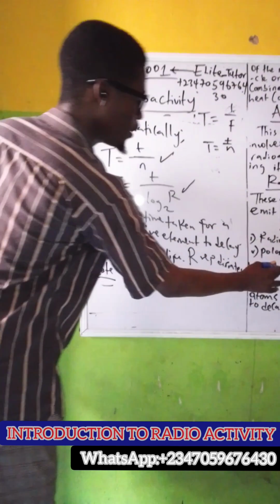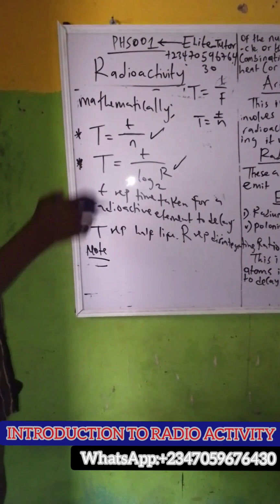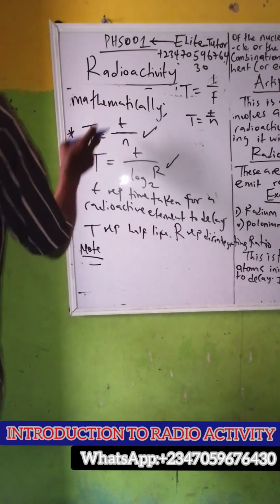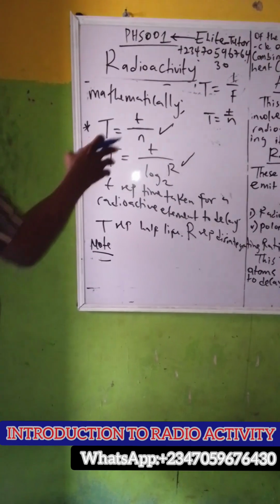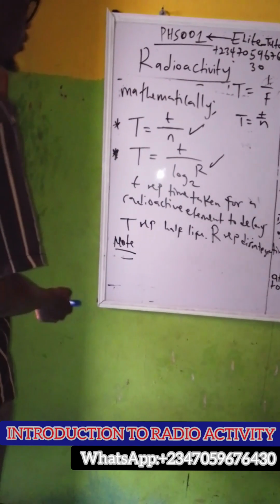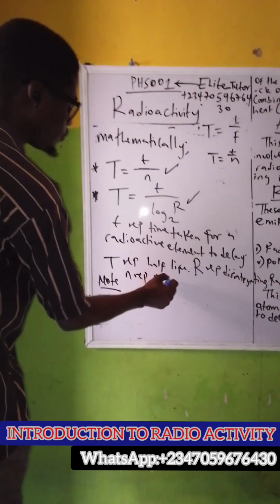Okay, this R here represents disintegration ratio. That's the meaning of that R. So I've told us what small letter t is, I've told us what capital letter T is, I've told us what capital letter R is, and this n here is number of what? Number of half-life. n represents number of half-life.